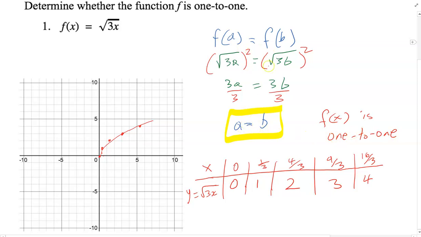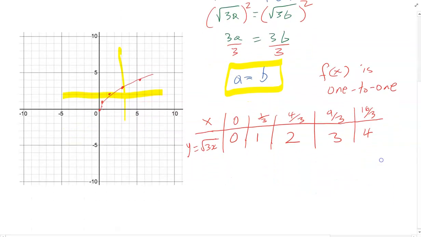If we have f of a equals f of b, and we can algebraically show that a is equal to b only, then the function is one-to-one. We can also show that a function is one-to-one if we can graph that function and it passes both the horizontal line test and the vertical line test. So if it passes both tests, then it is one-to-one.